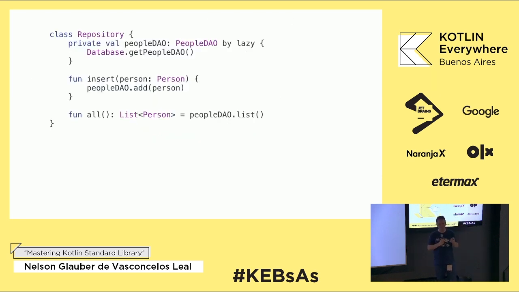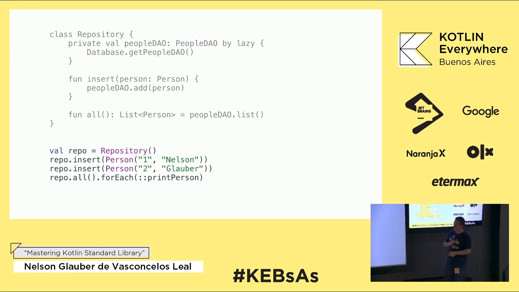The other delegate, which is very commonly used in your daily basis with Kotlin, is lazy, which is basically: if it is new, initialize this object. It's simple like that. So in this sample here, if you instantiate the repository, the first time, the peopleDao is new. When you call insert, it will check, oh, is peopleDao new? Yes, it's new, so instantiate it. When I call insert again, the peopleDao is already instantiated and I call it directly. Okay? It's very simple. It's just a lazy initialization.